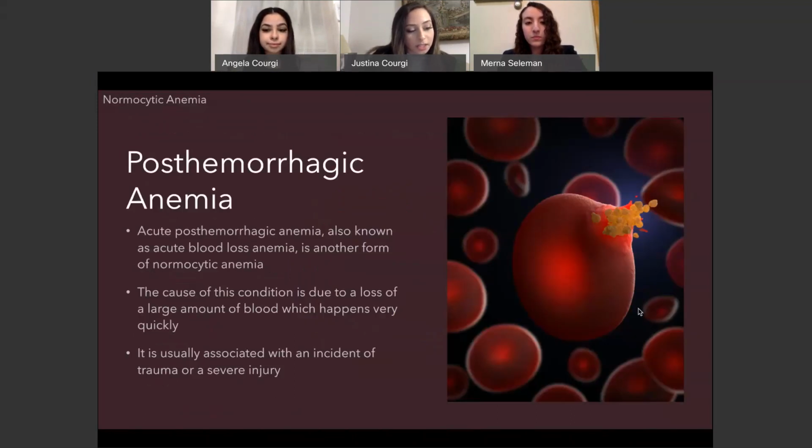Acute post-hemorrhagic anemia, also known as acute blood loss anemia, is another form of normocytic anemia. The cause of this condition is a loss of a large amount of blood, which happens very quickly. It is usually associated with an incident of trauma or a severe injury. Some examples of how this condition may arise are surgery that causes blood loss, internal bleeding of the stomach due to an ulcer, a bleeding disorder known as hemophilia, or blood-thinning medications.